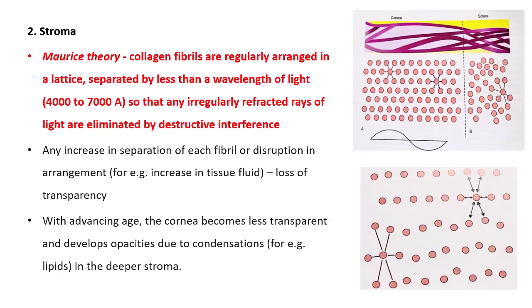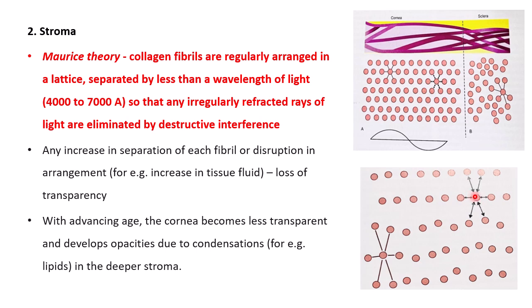Stroma. The most popular theory that explains the corneal transparency is the Morris theory, which is related to the collagen fibrils. The collagen fibrils are regularly arranged in the lattice, separated by less than a wavelength of light, so that any irregularly refracted rays of light are eliminated by destructive interference. So this distance is less than the wavelength of light. This is what the Morris theory states.